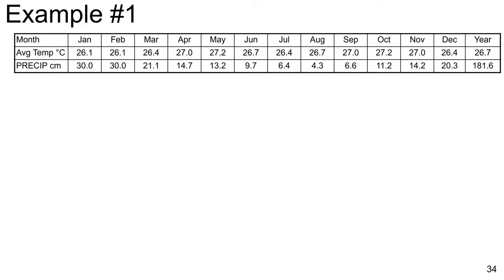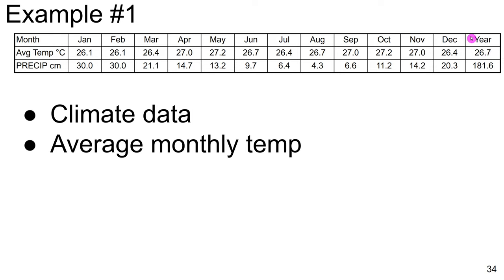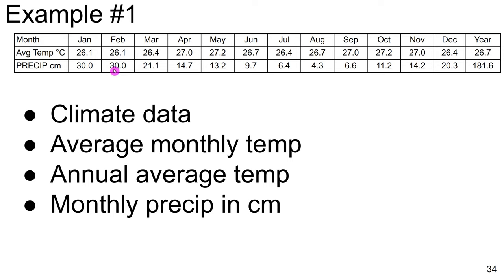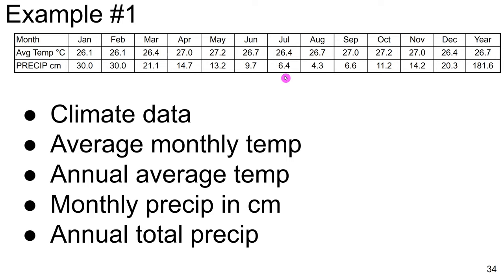So looking at an example, this is the way the data table is going to look. We've got average temperatures for every month. We've got the total precip every month. And then we have the average annual temperature and the total annual precip. So here's P, total annual precip, 181.6 centimeters. And the average annual temperature is 26.7 degrees. So we've got average monthly temperatures, and then the annual average temperature is calculated for you. Monthly precip in centimeters, and then annual total precip in centimeters.